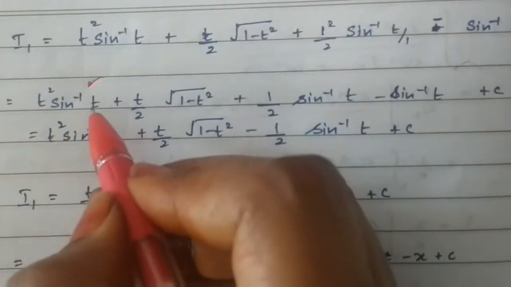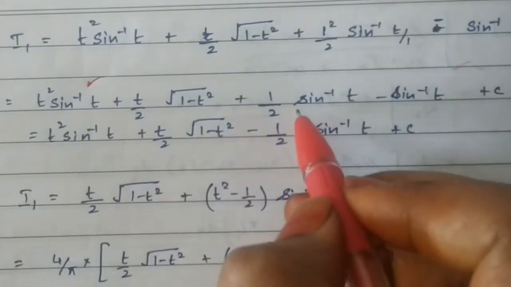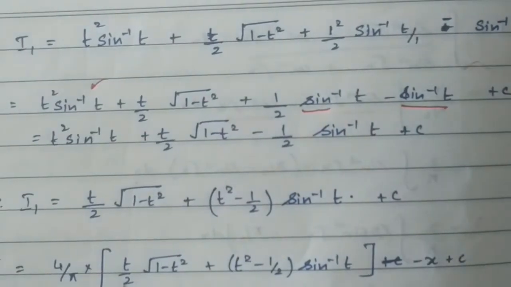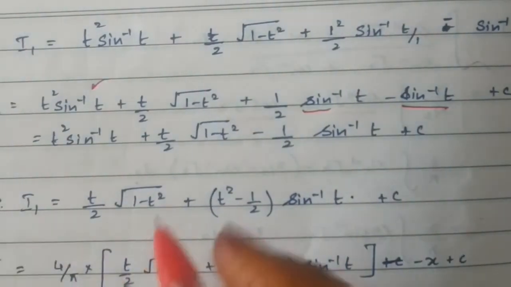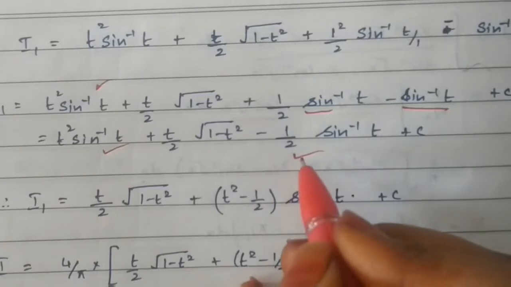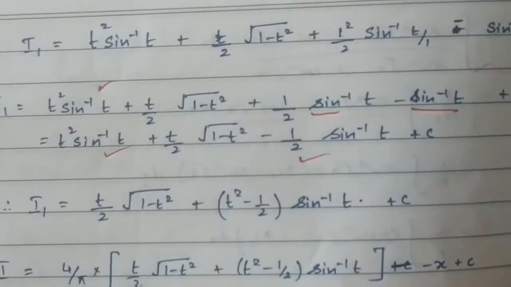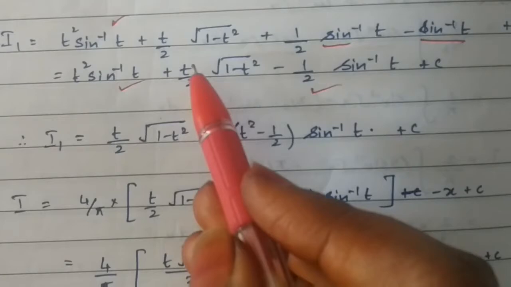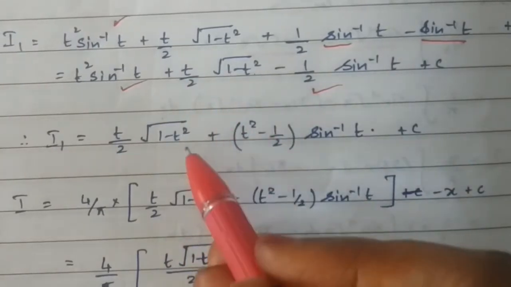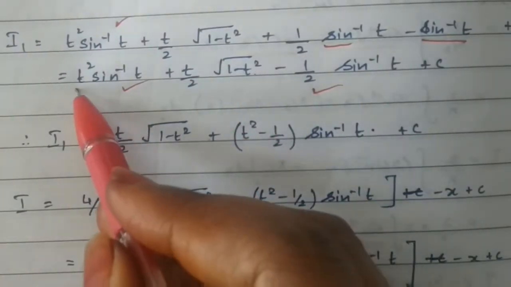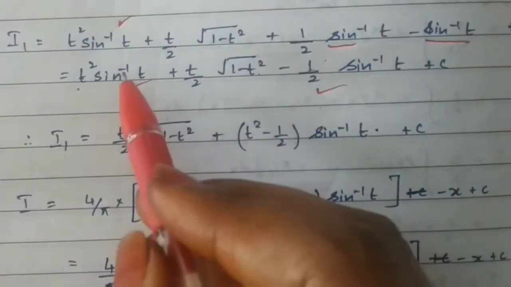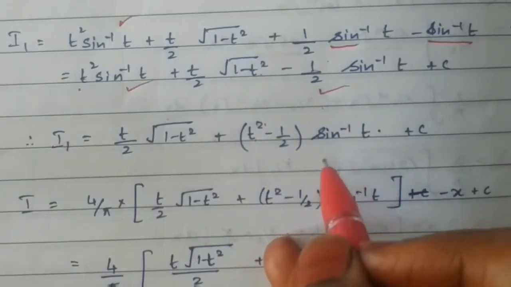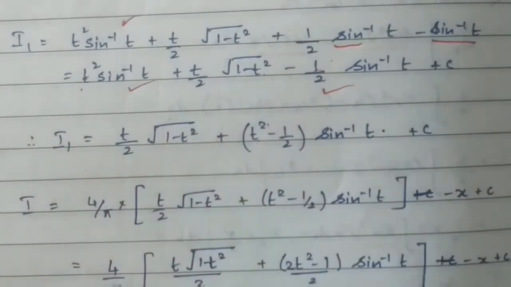Now here you have sin inverse of t squared, sin inverse of t. This half sin inverse of t minus sin inverse of t will become minus half sin inverse of t. Therefore, in these two terms you can take sin inverse of t as common and simplify it, right? Therefore, you will get t by 2 into root of 1 minus t squared plus t squared minus 1 by 2 sin inverse of t. So this is your integral 1.